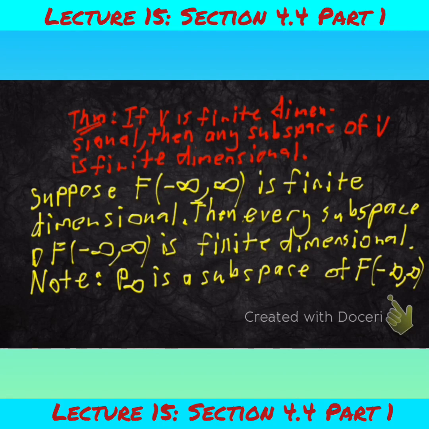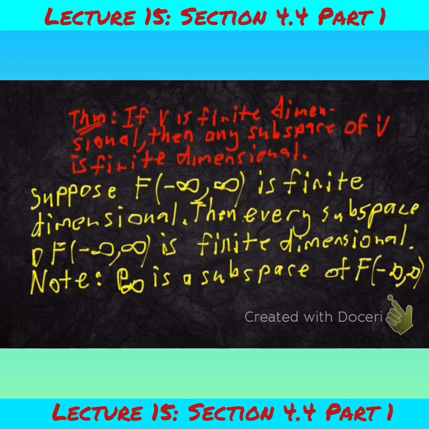So P infinity is a subset of F(-infinity, +infinity). And P infinity is closed under addition, and it's closed under scalar multiplication, because adding two polynomials is a polynomial, and multiplying a polynomial with a scalar is again a polynomial. So P infinity is a subspace.